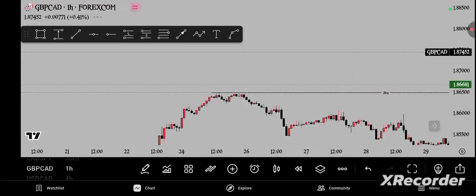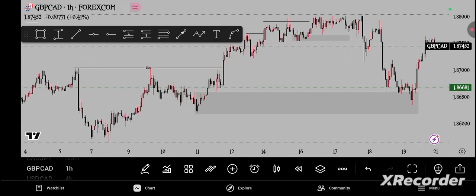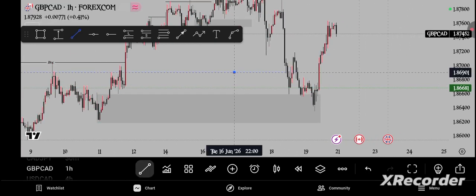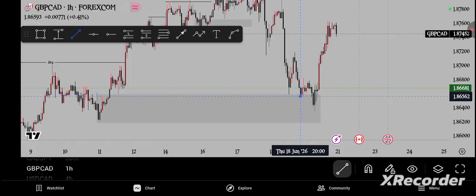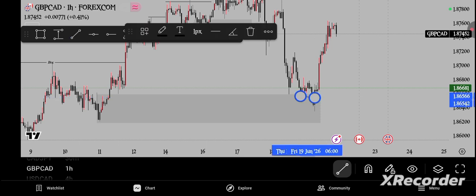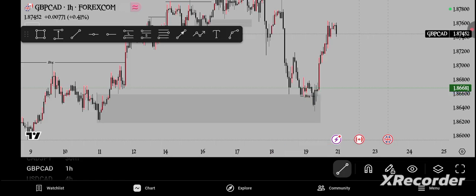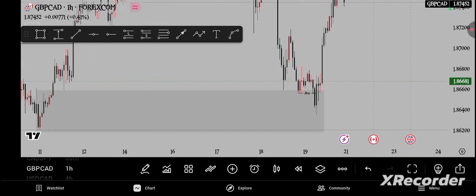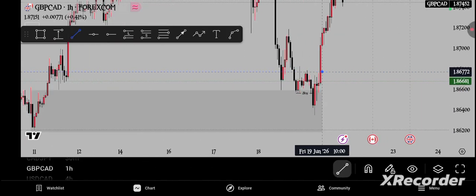Going to the 1 hour to see the structure. Here we can join in. Yes. So we have this break of structure in this zone. After this break of structure, we have this, that is a break of structure. We have this change of character.